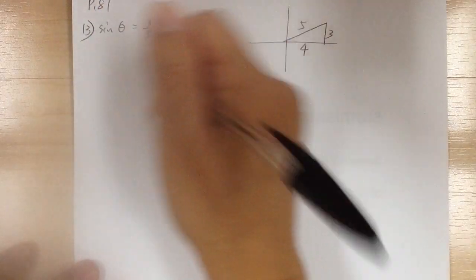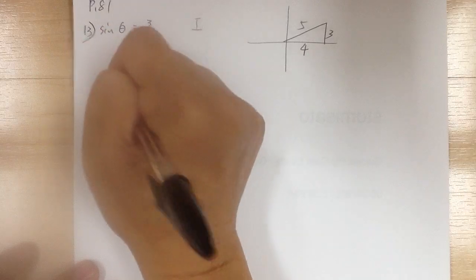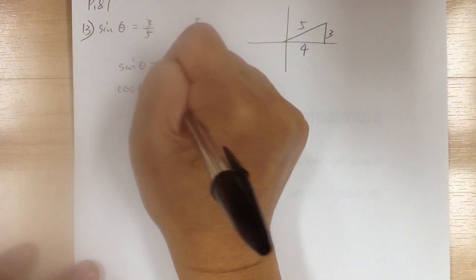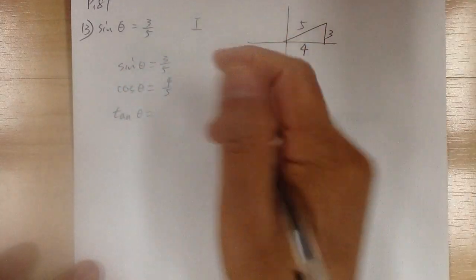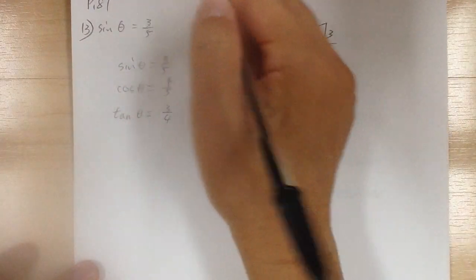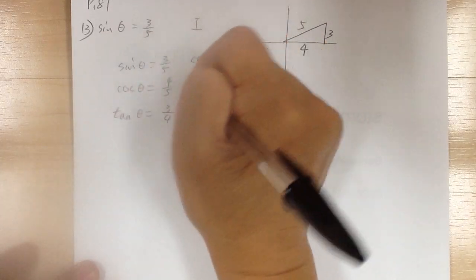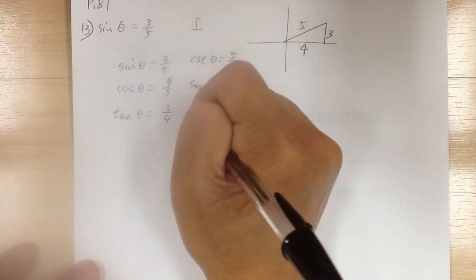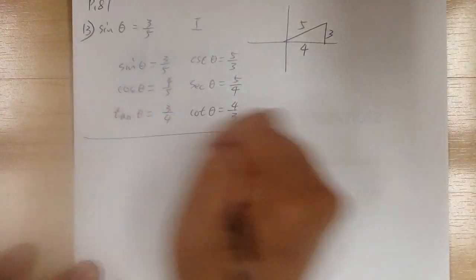Okay, so I'm going to write all 6 again. So sine theta equal to 3 over 5, that's given. Cosine theta equal to this over that, so it would be 4 over 5. And tangent theta equal to this over that, so it would be 3 over 4. Cosecant equal to 5 over 3, take the reciprocal. And secant would be 5 over 4. And cotangent would be equal to 4 over 3. Okay, and that's it.